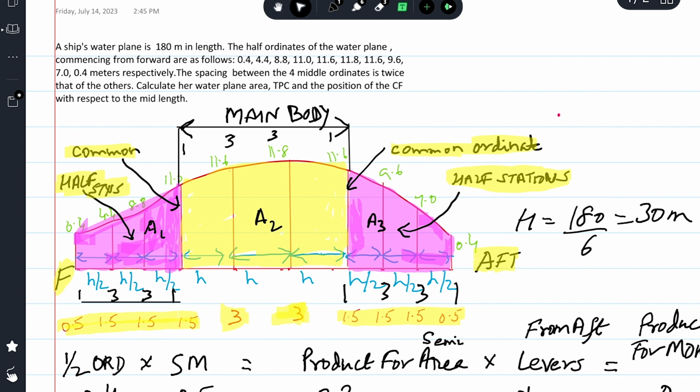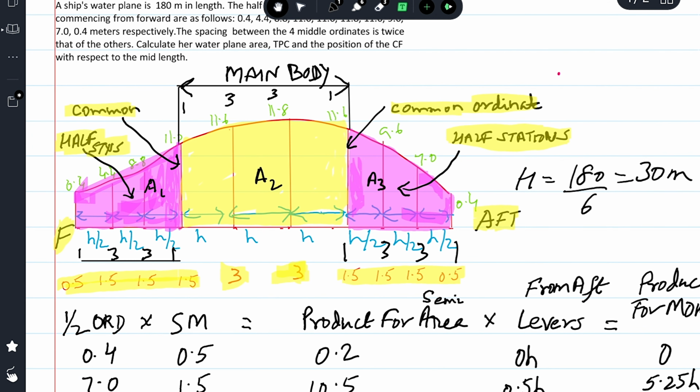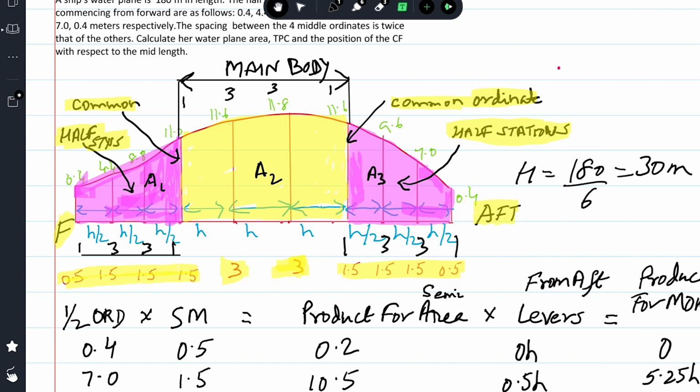So that is identified. What are those 3 sections in the middle? 4 ordinates or 3 sections in the middle are identified, and now I mark the common interval. Common interval is h in the middle 3 sections, and it is h by 2 in the forward and aft 3 sections.